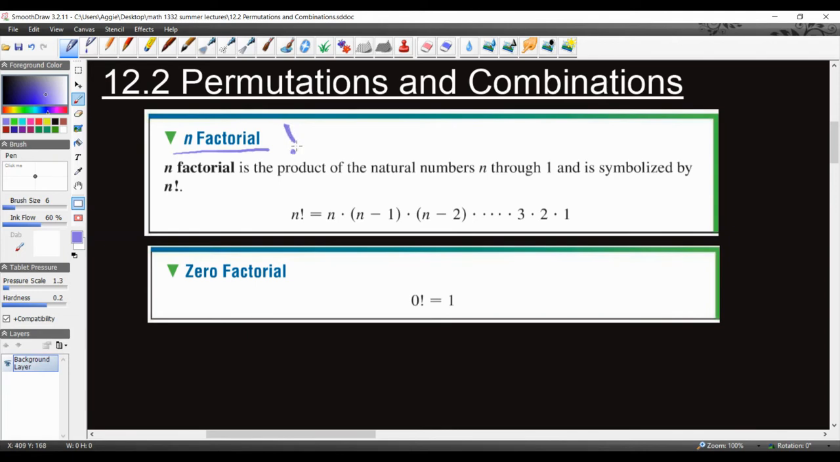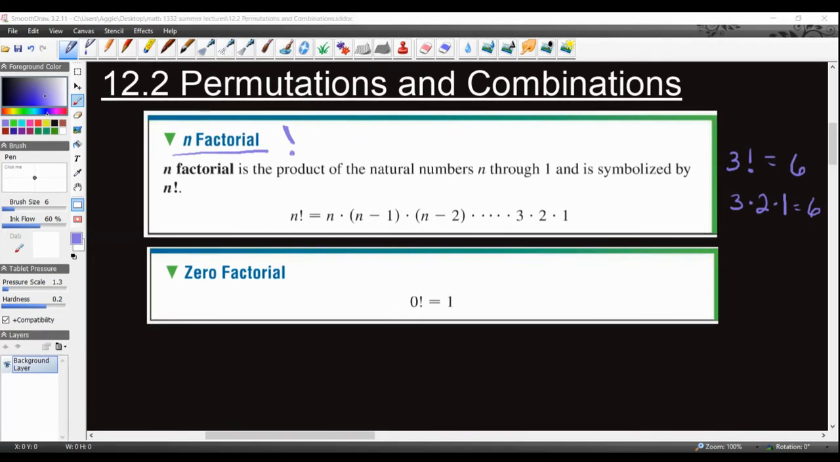It's a symbol to show that we're going to be multiplying that number all the way back down to 1. For instance, n factorial would be n, the number, and then n minus 1, one number less than that number, and then n minus 2, all the way until we get to the bottom. As a quick example, 3 factorial would be 3 times 1 less, so 2, times 1 less, times 1. 3 times 2 times 1 is 6, so 3 factorial is equal to 6.